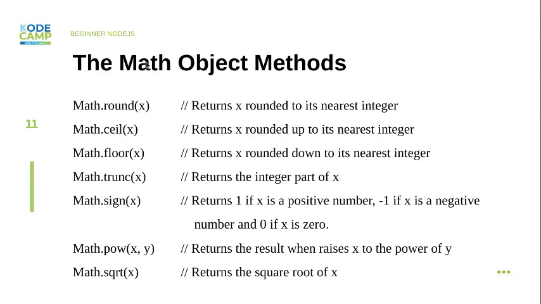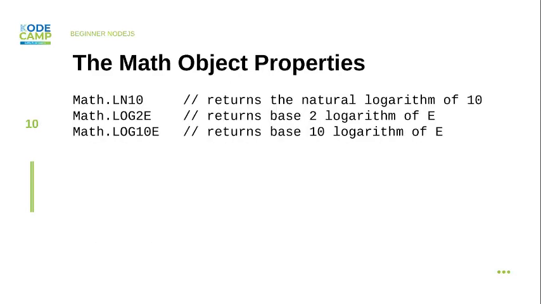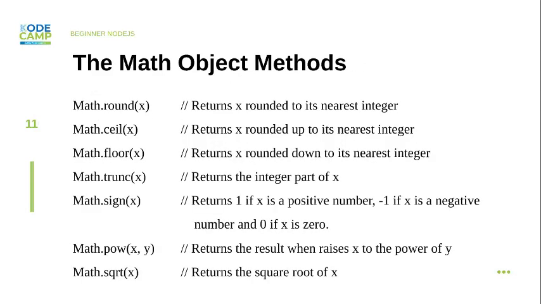Then we have Math object methods. They are methods that come with the Math object, so this object comes with properties and it comes with its own methods. So we see Math.round, which is used to round to the nearest integer. Then we have Math.ceil, Math.floor, and Math.trunc. Trunc just returns the integer part of a number, right?